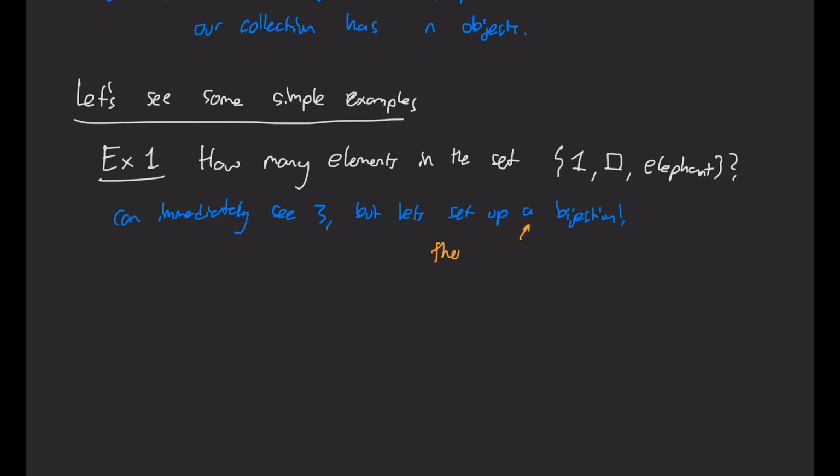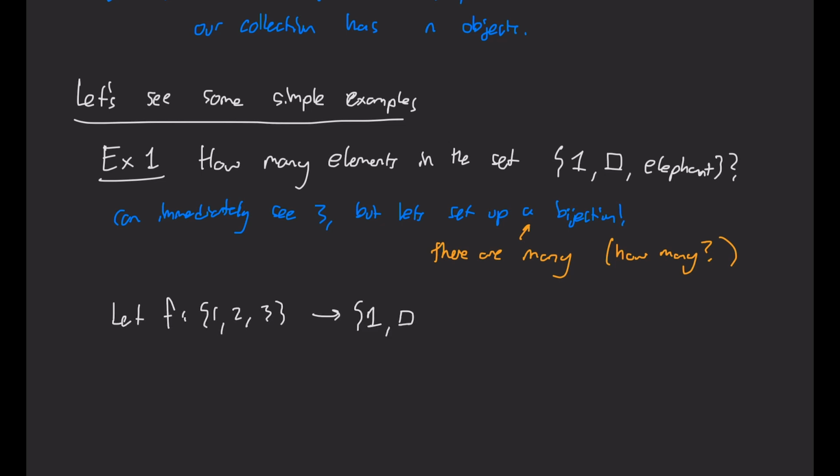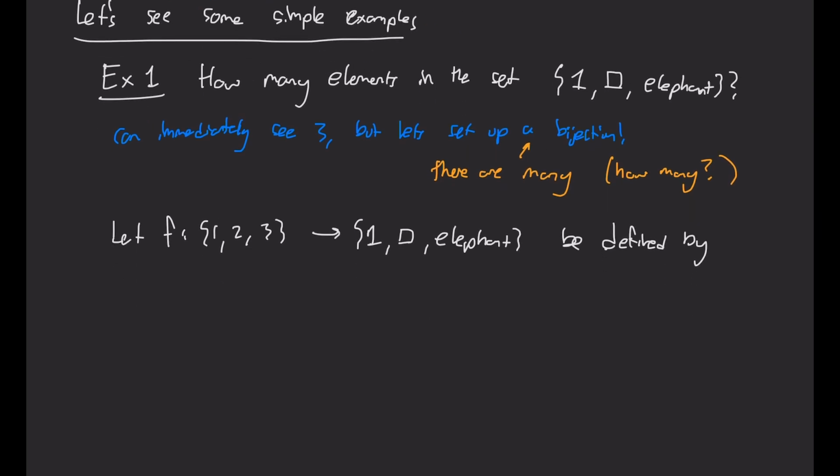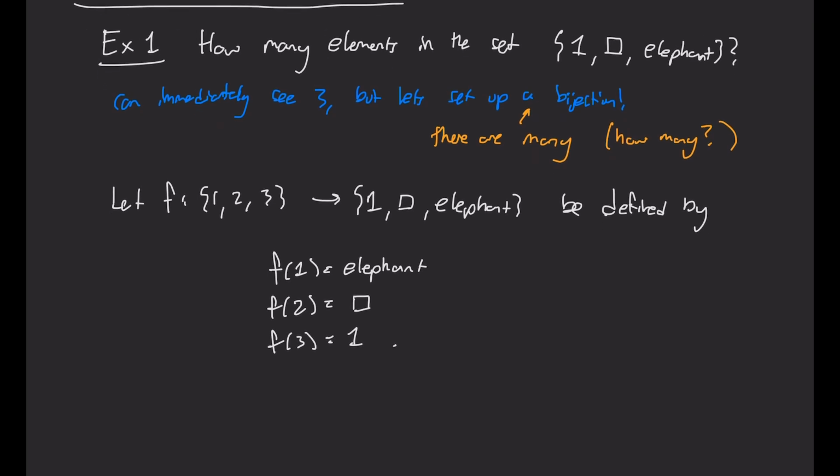Let me just point out that there are several bijections, and I invite you to figure out how many bijections there are from {1, 2, 3} to our set. But I'm just going to define one for now. f maps {1, 2, 3} to {1, square, elephant}, and I'm going to take it to be defined by f(1) is elephant, f(2) is square, and f(3) is 1. So maybe not the most intuitive choice, but there are several choices.